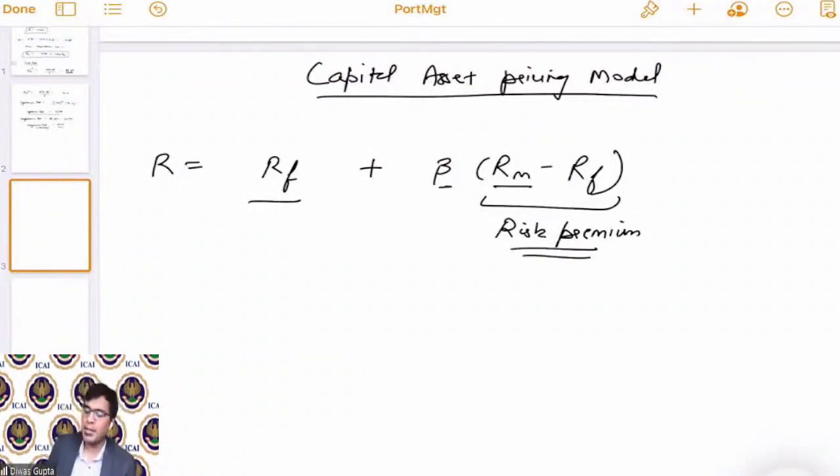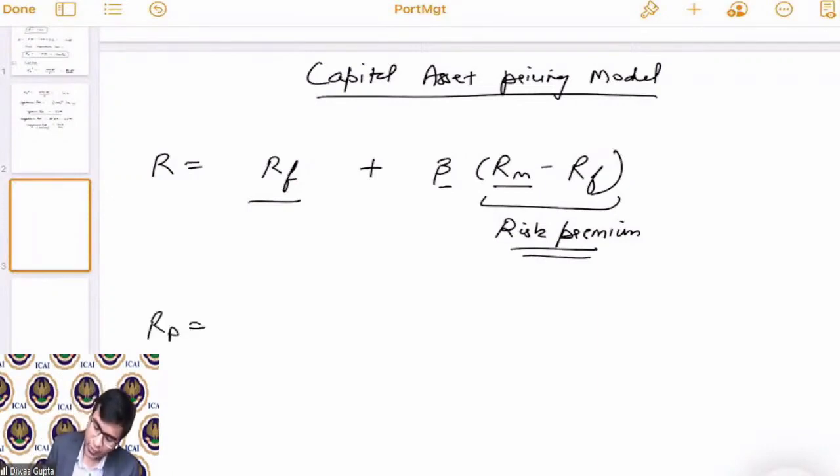Correct. So risk premium, but now how to adjust this risk premium towards calculating the return of security is where the beta comes into play. Correct. So beta will be multiplied to calculate the risk adjusted return for the capital asset pricing model. Now this is for a security.